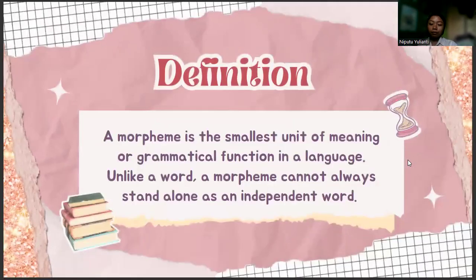Let's move to definition. So what is a morpheme? A morpheme is the smallest unit of meaning or grammatical function in a language. Unlike a word, a morpheme cannot always stand alone as an independent word. Morphemes are the building blocks of words and contribute to their overall meaning or grammatical structure.